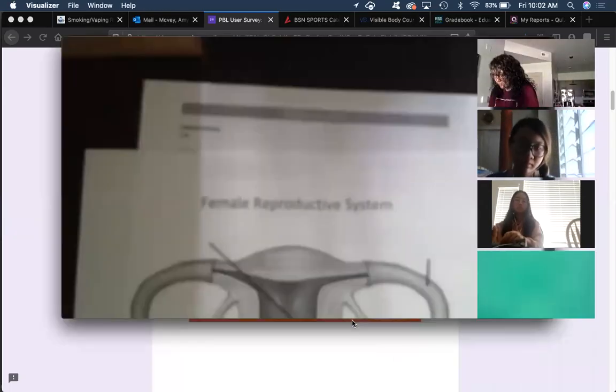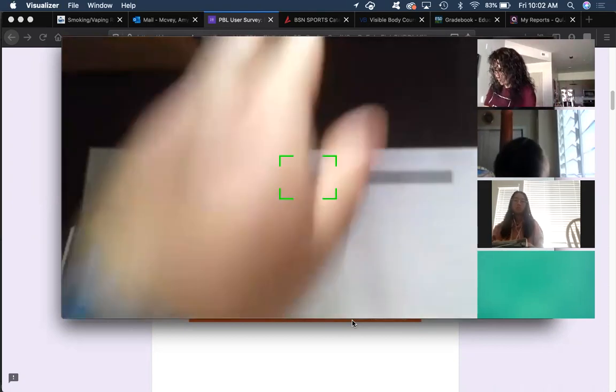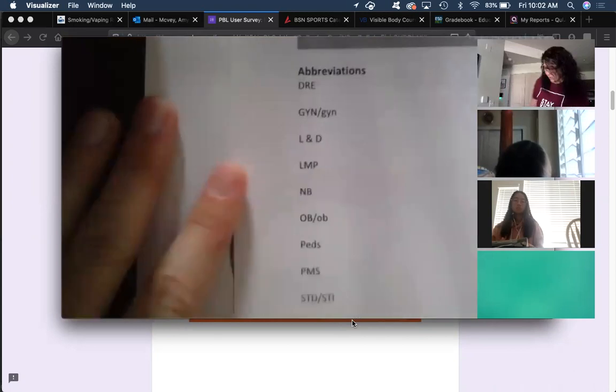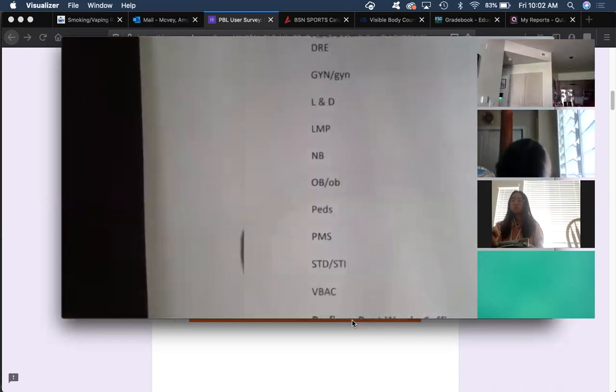All right, so we're going to go over some of these words, and then we're also going to go over the female reproductive system. We'll start with just the abbreviations, and then we'll do the female reproductive system. And then next time we will go over the male reproductive system. And then you will have learned so many things this year. All right, cool. So abbreviations, that's where we're starting.